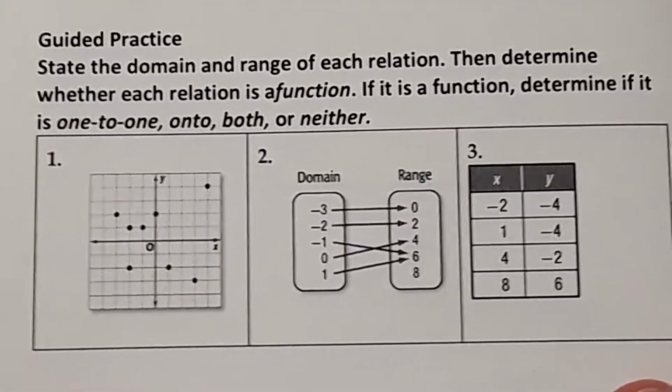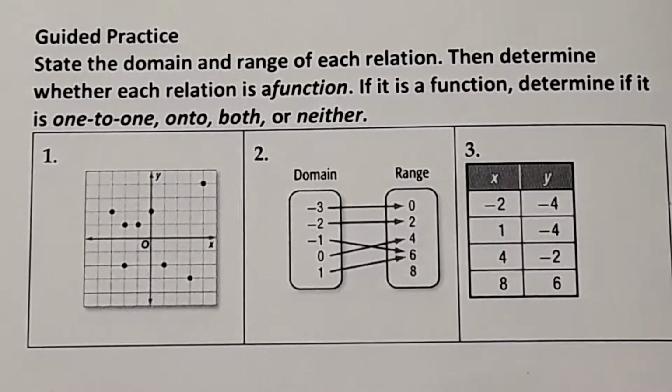Okay, so what we're going to do now is look at 3 examples, 1, 2, and 3. We're going to decide if it's a function, and then if it is a function, determine if it's one-to-one, onto, both, or neither. Okay, so here we go with this.